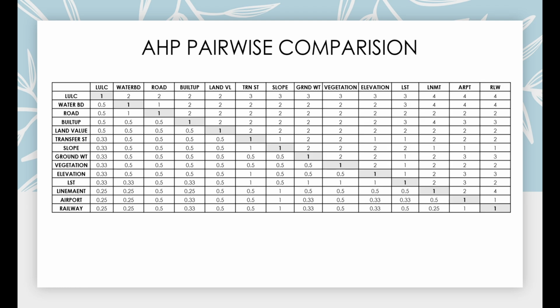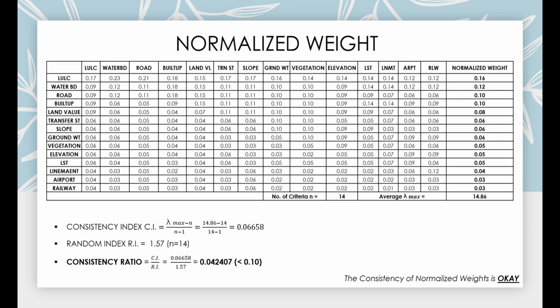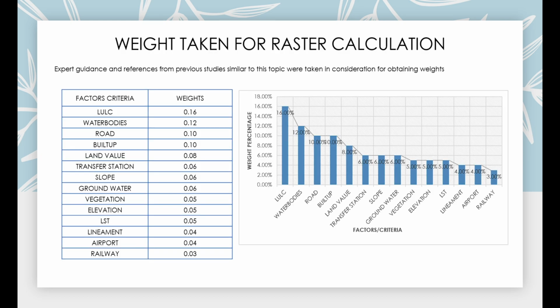In AHP, pairwise comparison between different criteria is done. After pairwise comparisons, the weights are then normalized to obtain the final weightage. A consistency check is also required. In this study, the consistency ratio is 0.042, which is less than 0.1, so the weights obtained are okay. With the help of AHP, the final weights were taken into consideration.